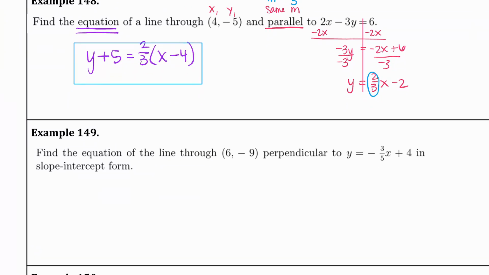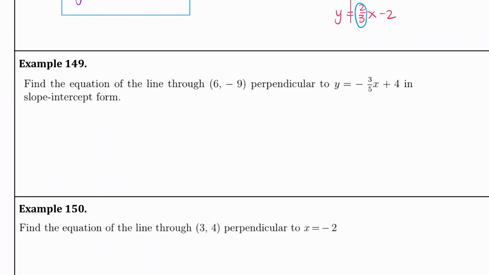Okay, example 149 is similar. We want to find the equation of a line that goes through this point. I'm going to label this x1, y1, and is perpendicular to this equation right here. Well, luckily, they already have this in slope-intercept form. So we already know that the slope of this line is -3/5. If we want our slope to be perpendicular to that, we're going to find the opposite reciprocal. It's going to be a positive, flip the fraction, positive 5/3.